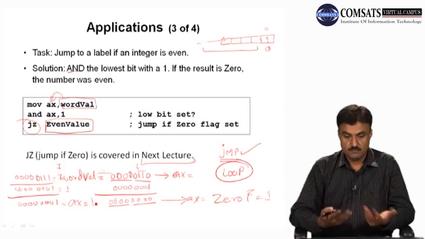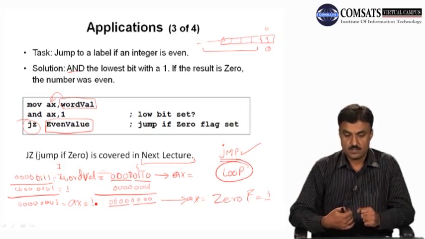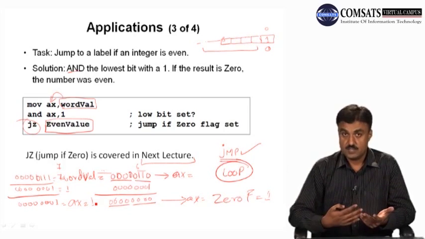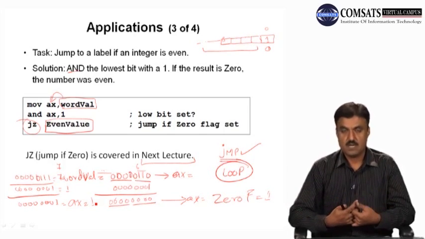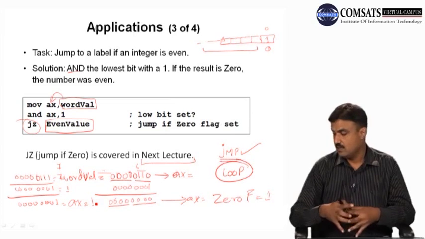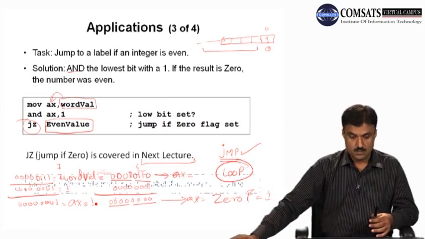So this is the reason we can use all these instructions and operations to test whether a value is 0, even or odd. We can test them in our program. Okay.